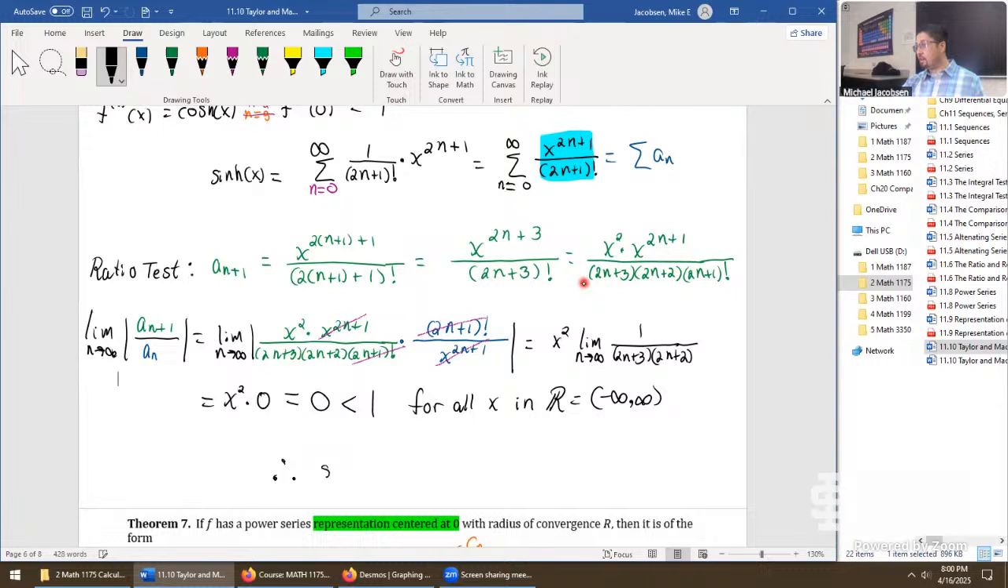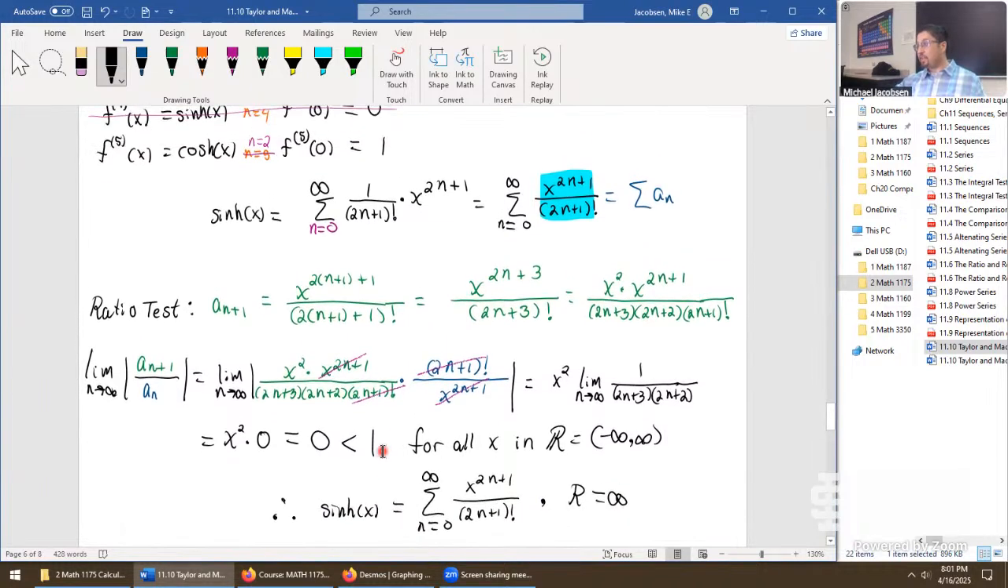We can say, therefore, hyperbolic sine of x, if we ever needed to, could be re-expressed as a summation from 0 to infinity of x to the power 2n plus 1 over 2n plus 1 factorial, with radius of convergence infinity. So this R is different from the one above. It's just expressing any value of x is going to work for absolute convergence on this expression. So we got it, folks. That's our hyperbolic sine now as a Maclaurin series.